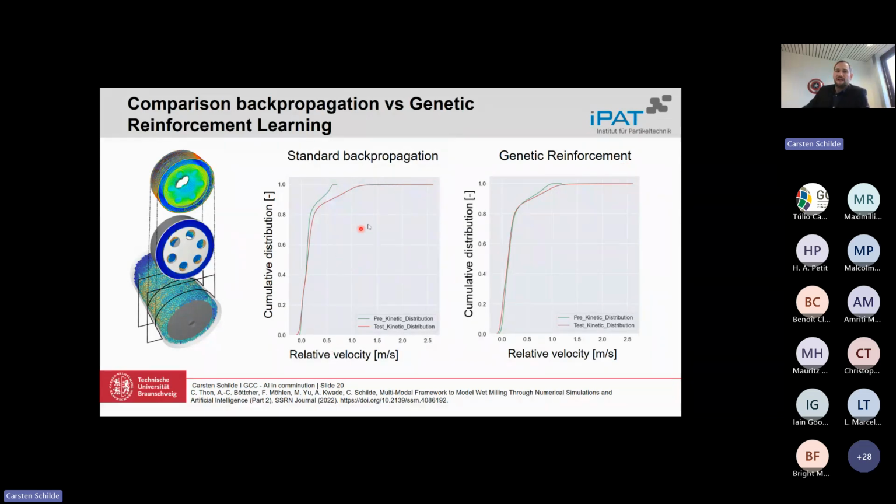This is given in the next slide, where we have the relative velocity cumulative distribution within the mill. On the left side, you can see an old version where a standard artificial convolutional neural network was used. On the right side, we are going more and more to additional training procedures with much higher artificial neural network accuracies. So here we put a genetic algorithm into the training within our prediction or artificial neural network modeling system.